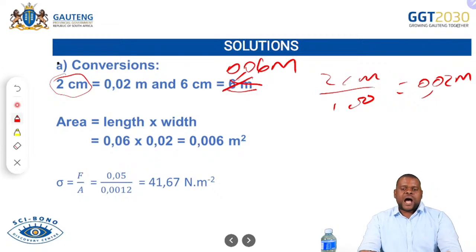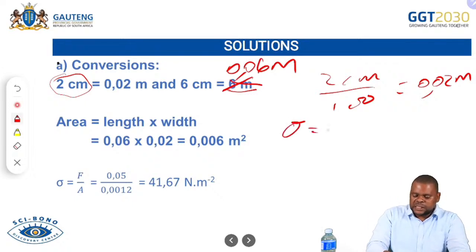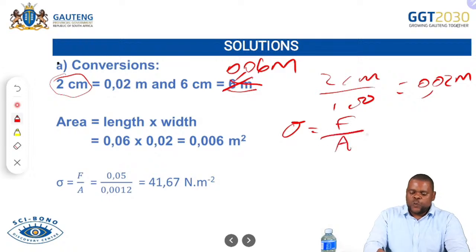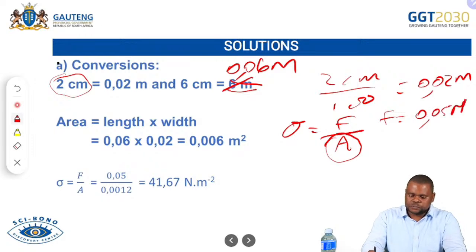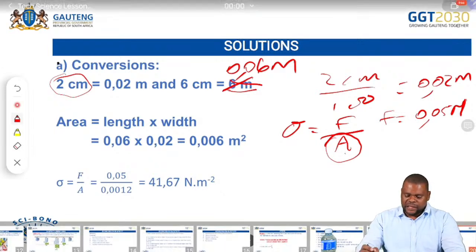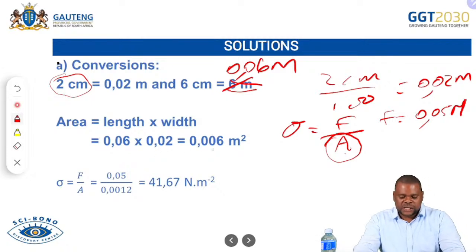Then we are using what? The length first. Remember from the formula that says sigma is equals to F divided by A. We need to find out what is A, because we already know that the force is equals to 0.05 Newton. Then how much is the area? To get the area, we say what? Area is equals to length times width, which is 0.06 multiplied by 0.02, which gives us what?